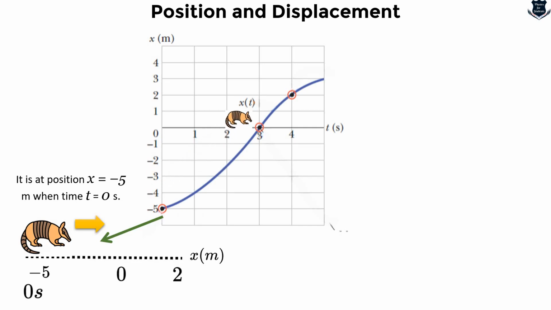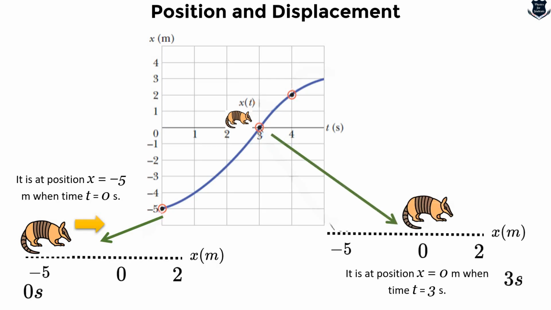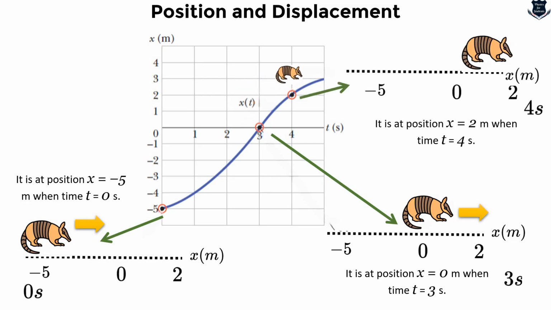Now as it moves towards x equal to 0, it passes through this point at 3 seconds, where it is at position x equal to 0. And then it moves further to this position. So the armadillo now slowly moves up to this position, where we get position x equals 2 when time equals 4 seconds. Approximately, you can just join those lines.